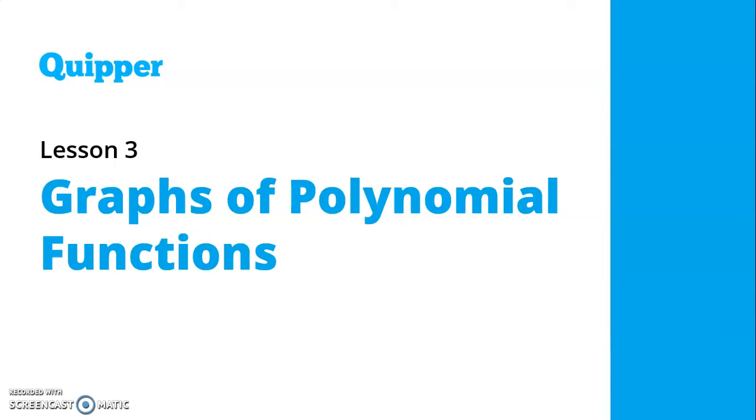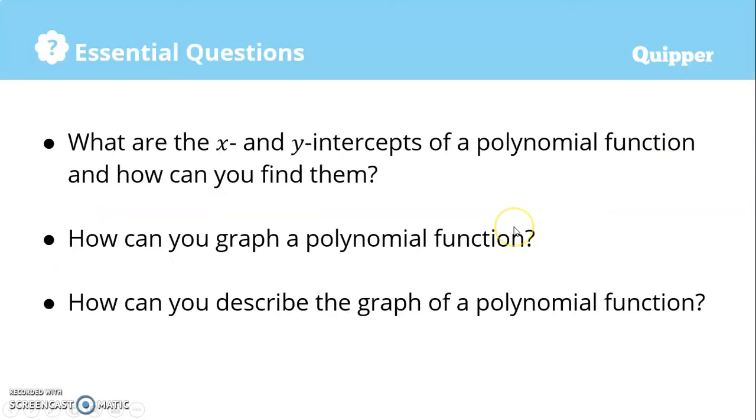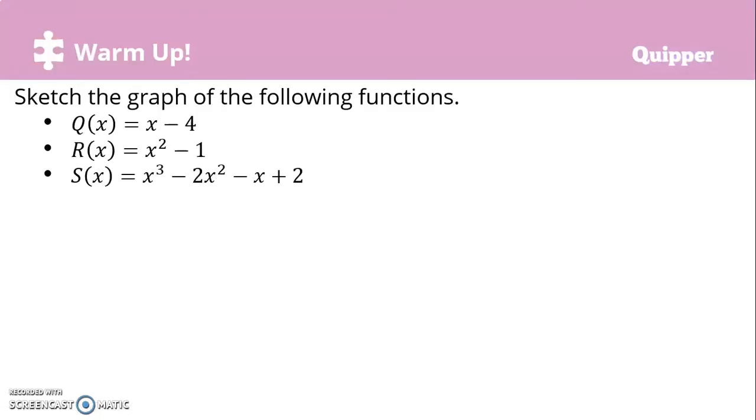In this video, we are going to discuss the graphs of polynomial functions. Okay, so punta tayo directly dun sa different kinds of functions wherein is-sketch natin yung graph and we are going to compare them. So unang-una, we have q of x equals x minus 4. We have r of x equals x squared minus 1. S of x equals x cubed minus 2x squared minus x plus 2. So, etong mga functions na ito, they have different degrees, no?